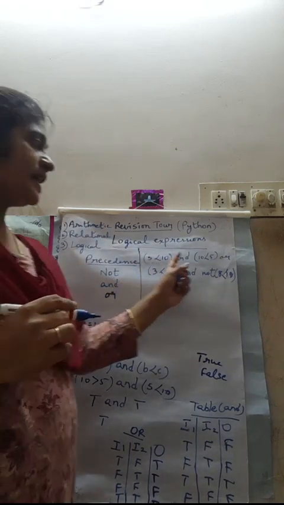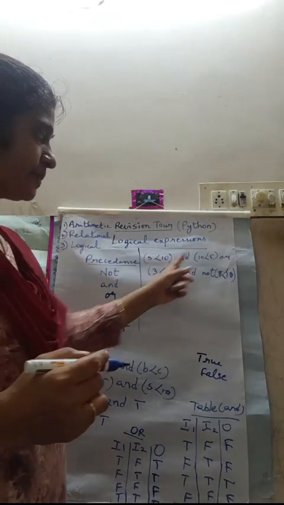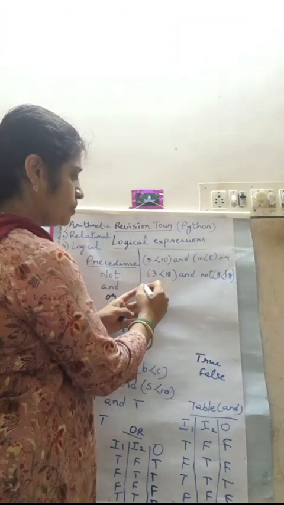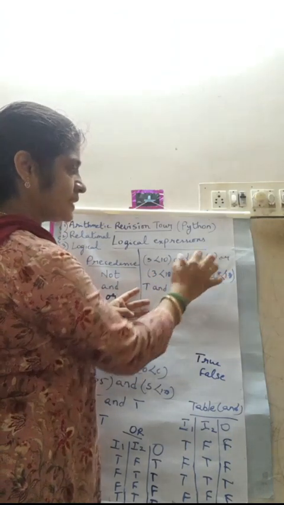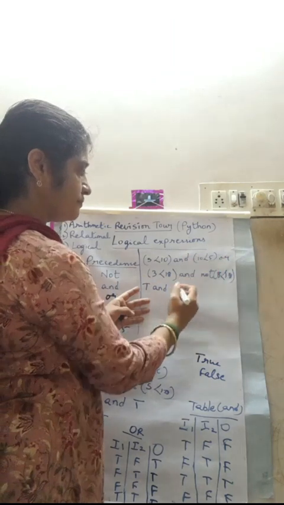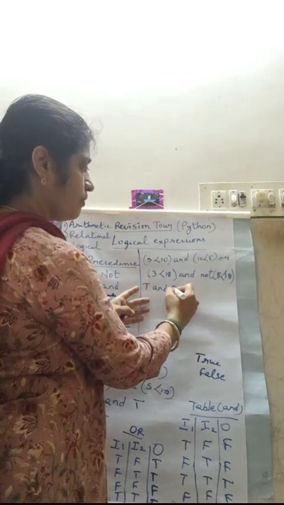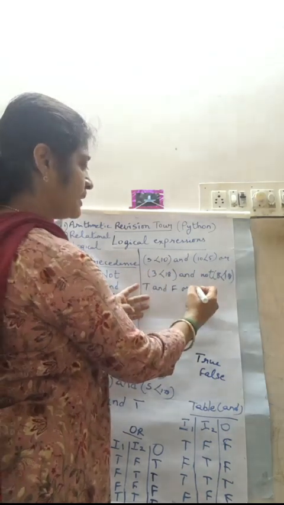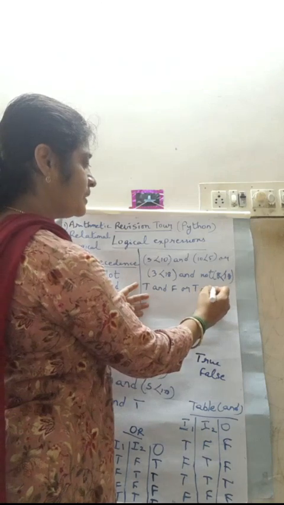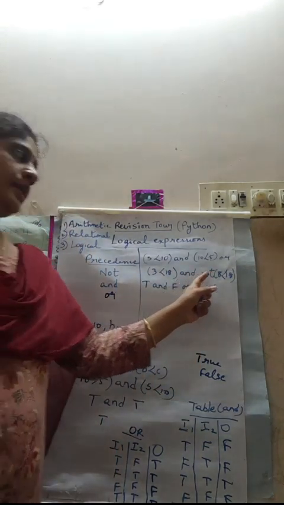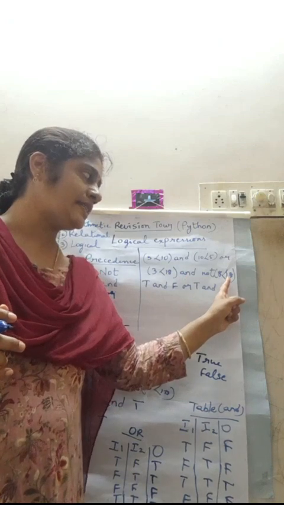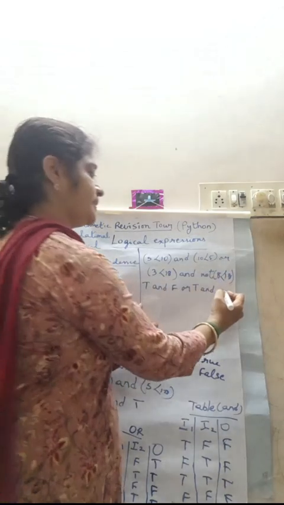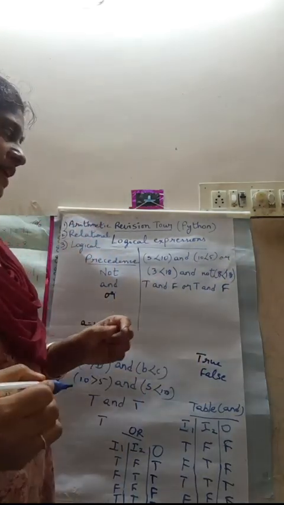So here, first, relational operators, the relational expressions, will be evaluated first. So 5 is less than 10, yes, this is true, and 10 is less than 5, this is going to be false. Or 3 is less than 18, yes, this is true, and 8 is less than 18, yes, this is true, but not of true will be false. Now what will happen here?